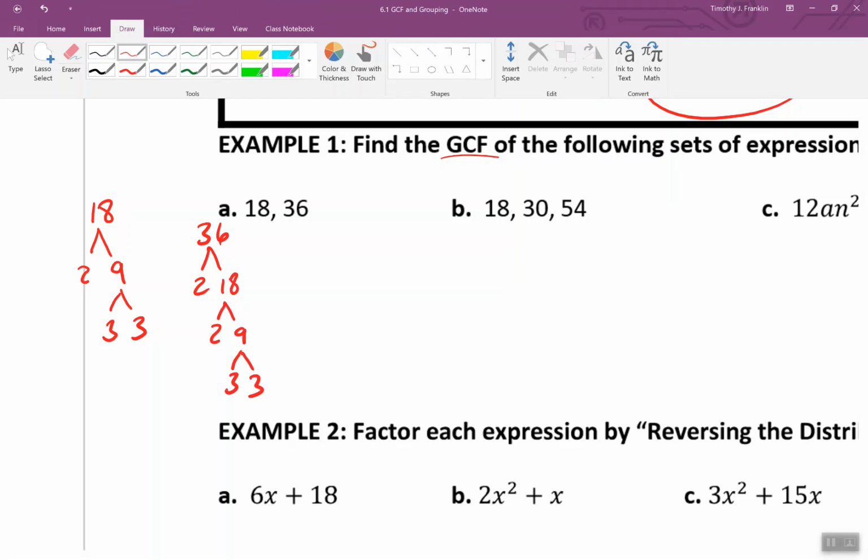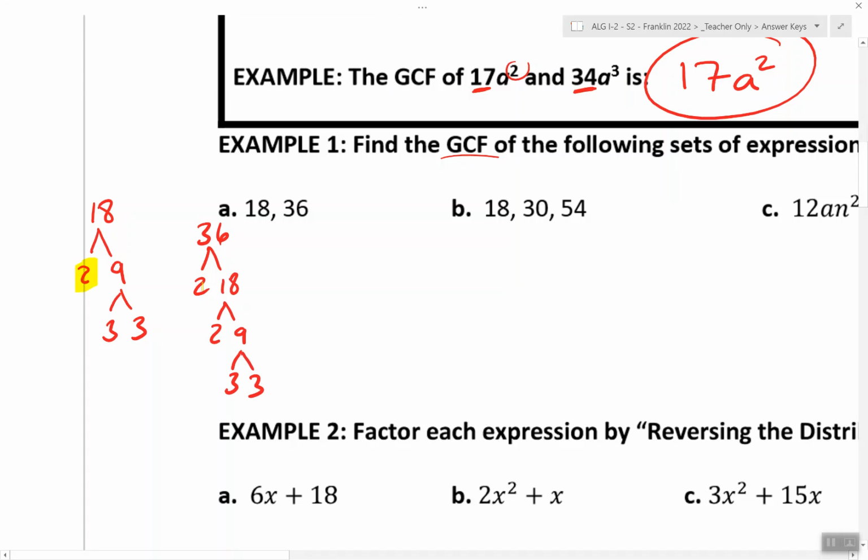So what these two numbers have in common is a 2 and two 3s. If you multiply those together, you get the GCF. In this case, 2 times 3 times 3 is 18. So 18 is the biggest number that you can divide evenly into both of those.